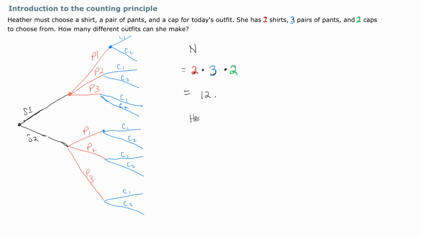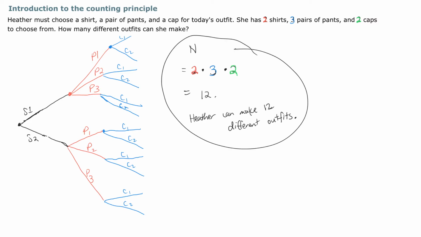Heather can make 12 different outfits. And circle your work and circle your conclusion.